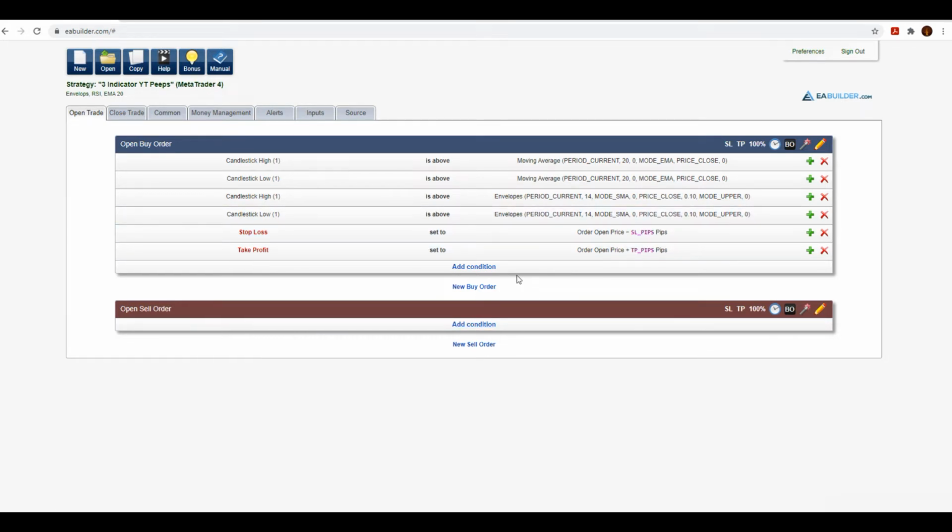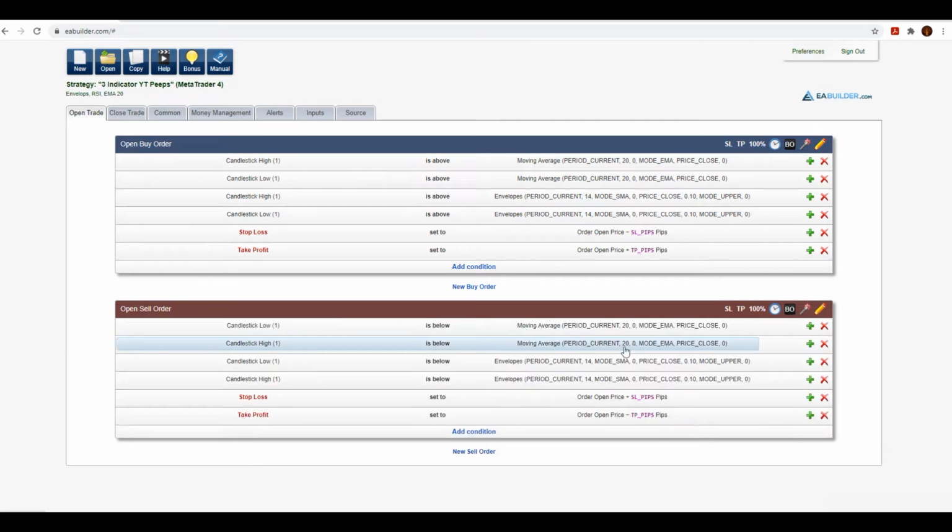So anyway, now we are going to use this to create the opposite of a buy order, which is a sell order. Then we need to check this, because there are some things that we need to edit, and I'll show you why in a minute. Alright, so the candlestick high and low is below the 20 period moving average. That is correct, because we want the candlestick.